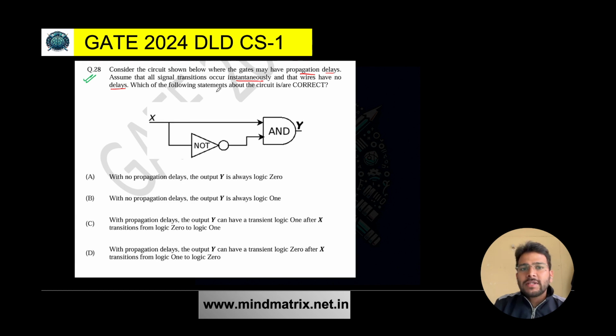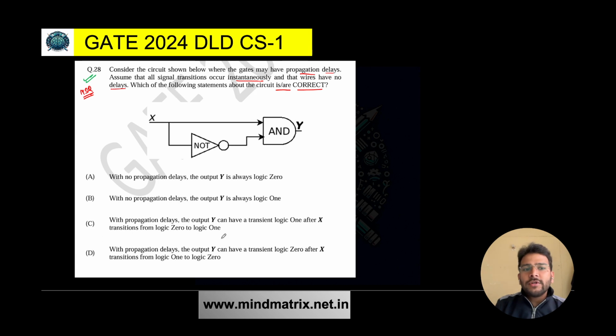Which of the following statements about the circuit is or are correct? That means this is an MSQ question. More than one may be correct. Okay, so this is given to us and we have to find which one is correct. So here if you see the options, it is saying with no propagation delay this can happen. You have to find whether it is correct or not. And when there is propagation delay, then what can happen, right? So that you need to find.